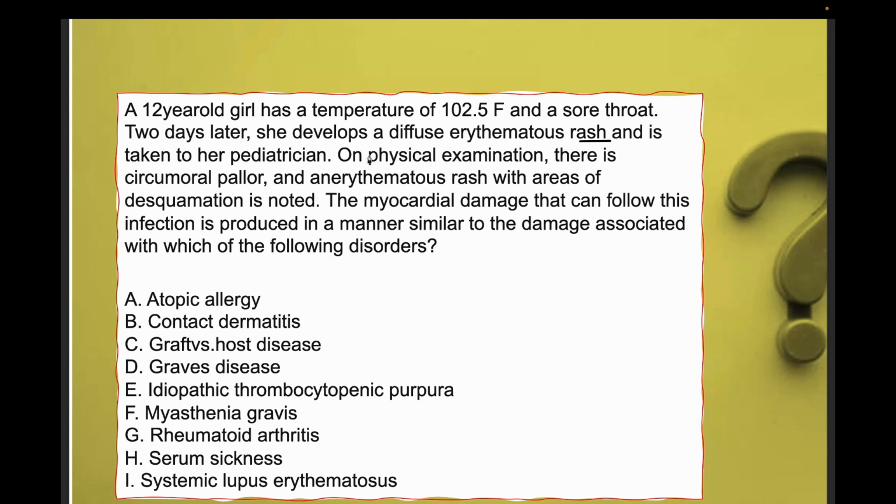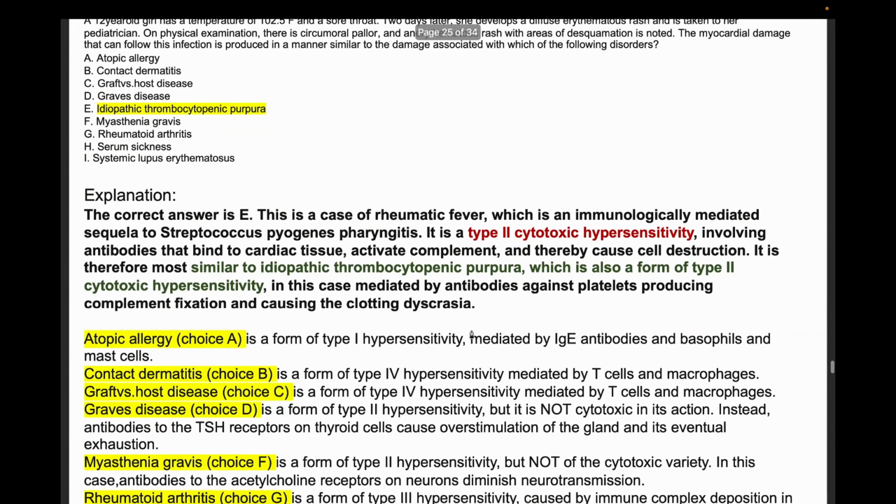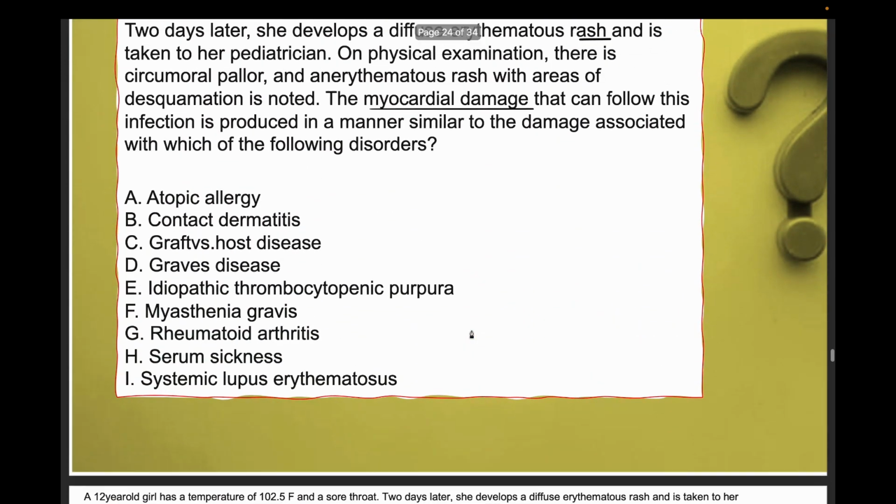the following. Okay, notice this 12-year-old girl got an infection. As you can see, there is fever, there is a rash and those things. But then she developed myocardial damage. This resembles something we took a little while ago: rheumatic fever. Which type of hypersensitivity is it? Is it type 1, type 2, type 3, type 4? Rheumatic fever is considered to be type 2.